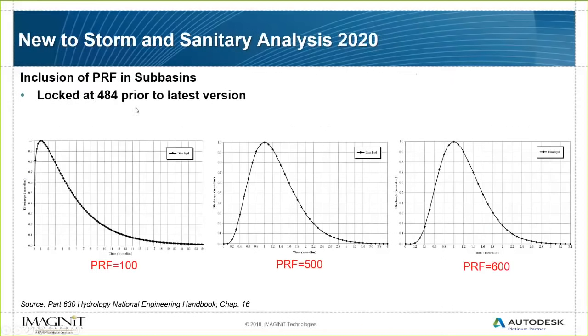What I really wanted to go through is the new features in Storm and Sanitary Analysis. You can see, based on these graphs, how the geometry of the hydrograph changes depending on the peak rate factor. The smaller the peak rate factor, the longer the receding limb. 500 is roughly what we have by default, and a higher peak rate factor has a shorter receding limb and a higher peak.